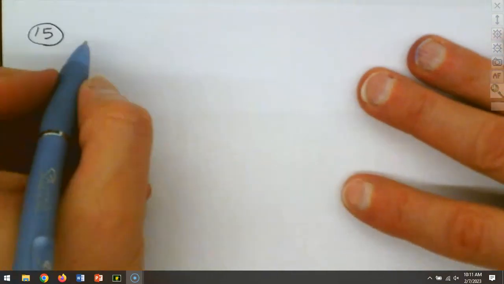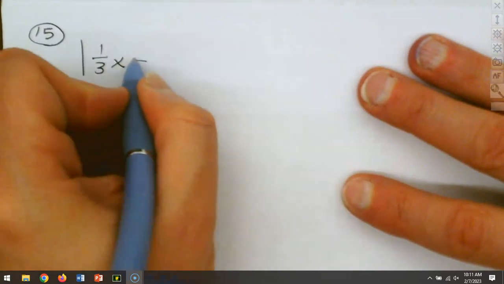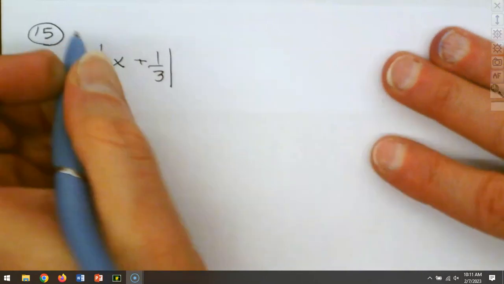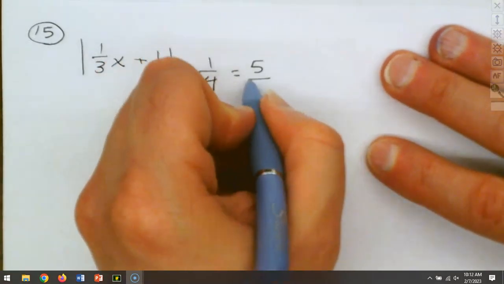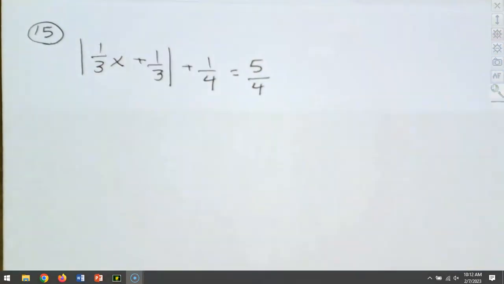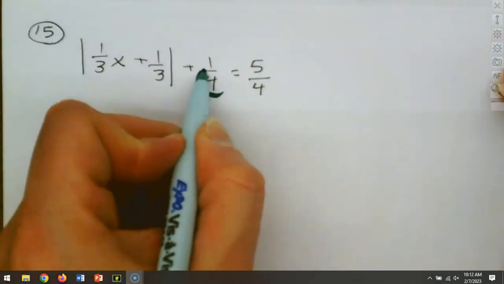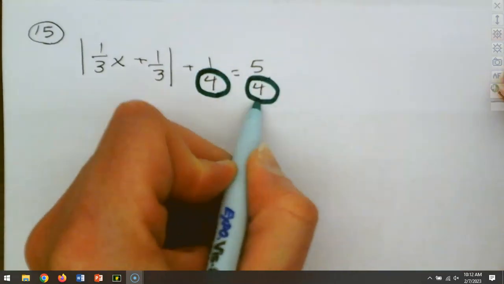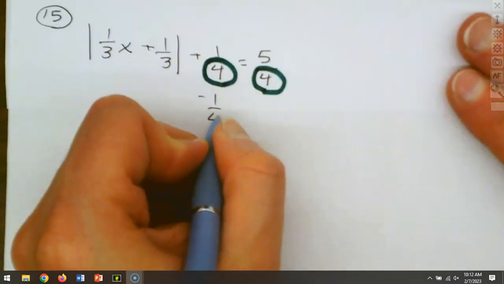So for 15, we have the absolute value of 1/3 x plus 1/3 plus 1/4 equals 5/4. If I was going to solve this one, I wouldn't clear out the fractions because they're going to be easy to work with. Because what do you know about these? Well, these have the same denominators, don't they? So I can just move that over. So I'm going to subtract off 1/4 from each side.